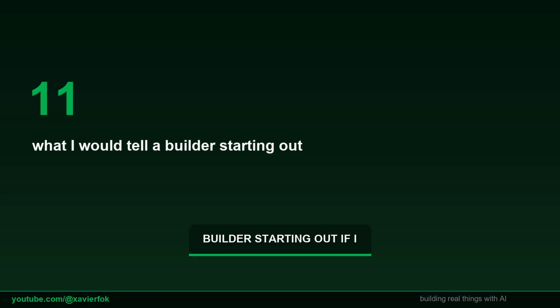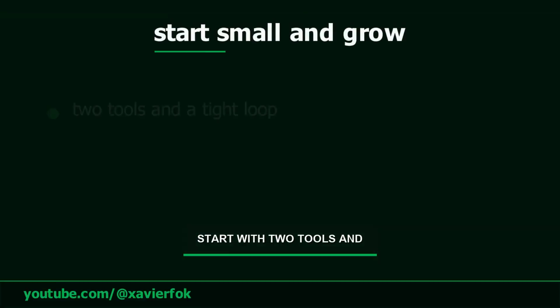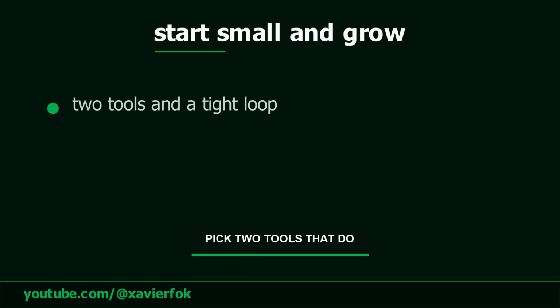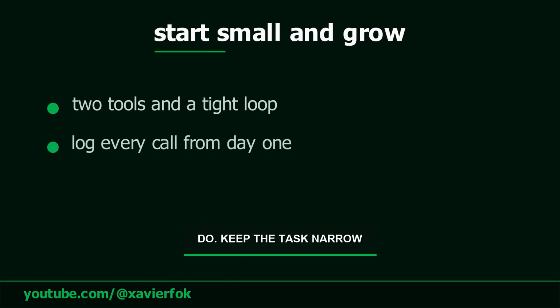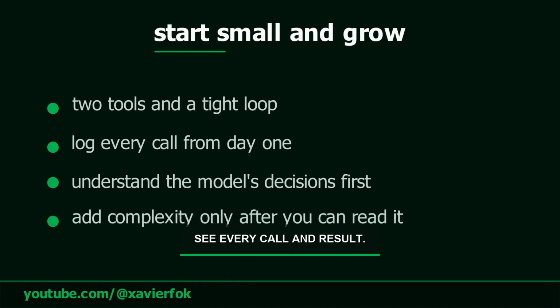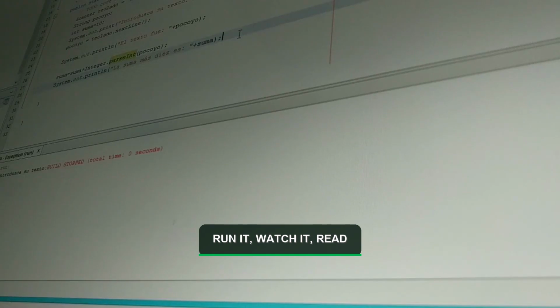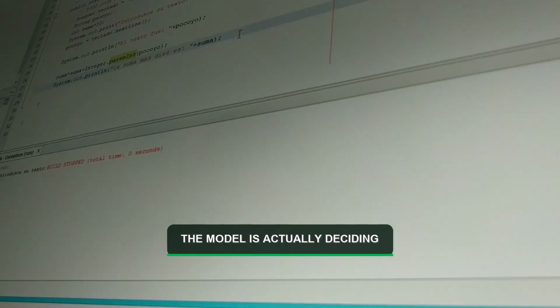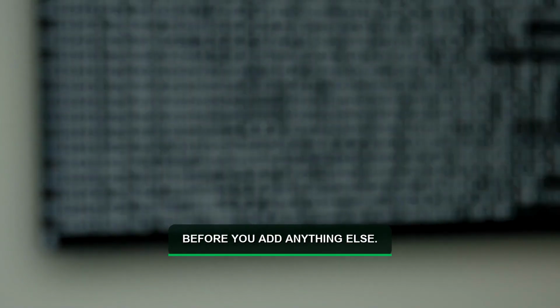What I would tell a builder starting out, if I were giving someone advice on building their first real agent, I would say this. Start with 2 tools and a tight loop. Pick 2 tools that do things your code can already do. Keep the task narrow and the definition of done clear. Wire up logging from day 1 so you can see every call and result. Run it, watch it, read the logs, and understand what the model is actually deciding before you add anything else.